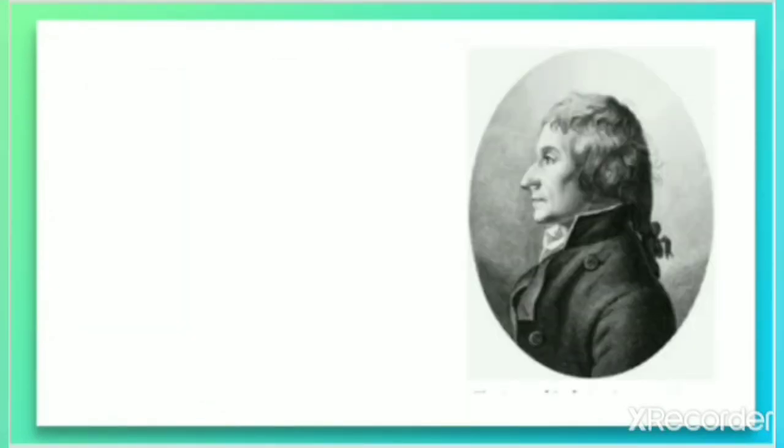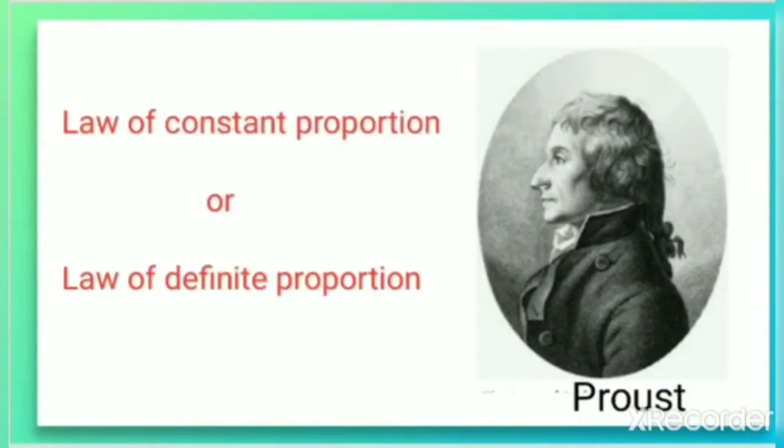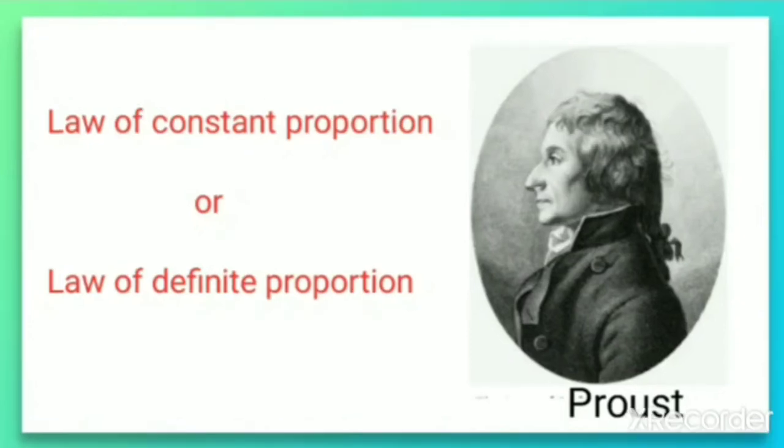A scientist called Lavoisier, along with some other scientists, noted that a compound is made of two or more elements, and all these elements combine in a fixed ratio. Thus, it gives rise to another law, called the law of constant proportion or law of definite proportion, proposed by Proust. What is this definite proportion? Definite proportion means fixed ratio.